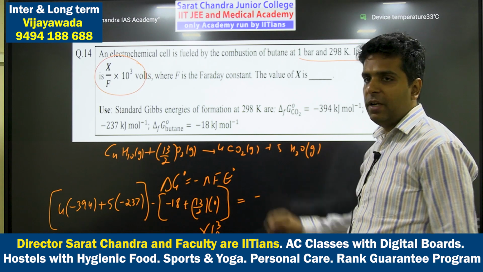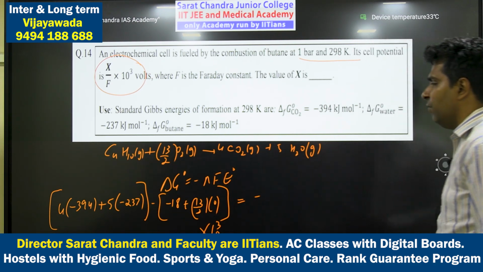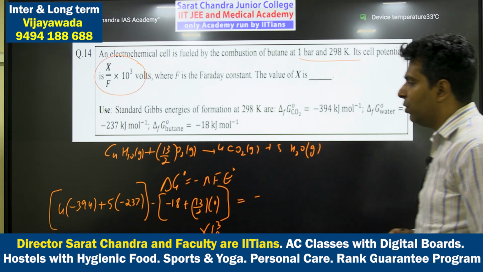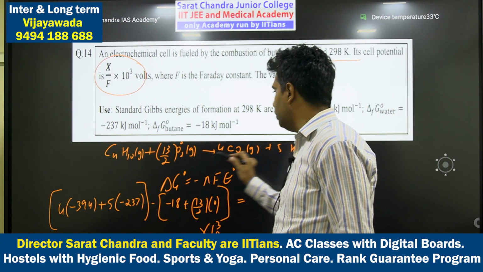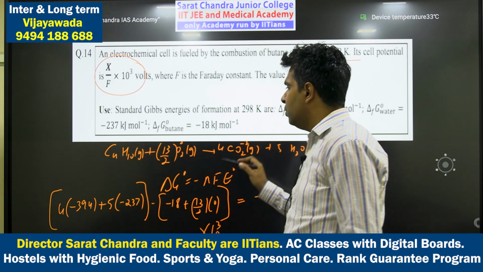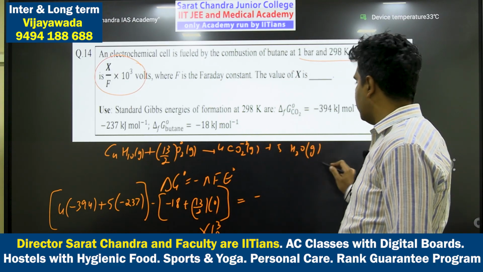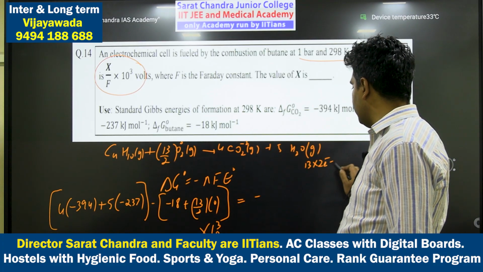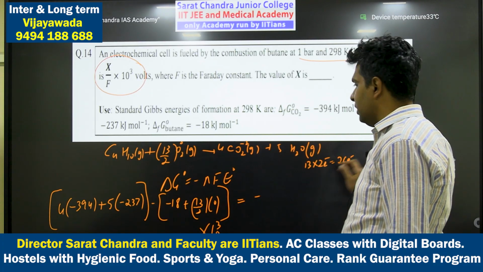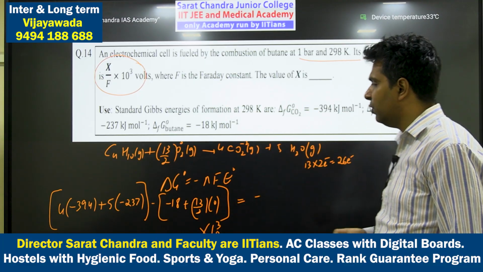Now N, first of all let us find out N for this reaction. N for this reaction will be number of electrons in reduction and oxidation. You can find out N from over here also. Oxygen is going from 0 to minus 2. So there are 13 by 2 into 2, 13 oxygen atoms. So for each oxygen atom there will be change of 2 electrons. So 26 electrons in oxidation and 26 electrons in reduction.